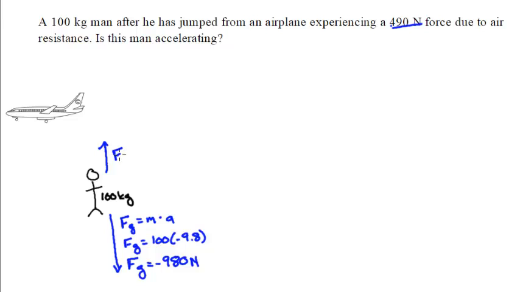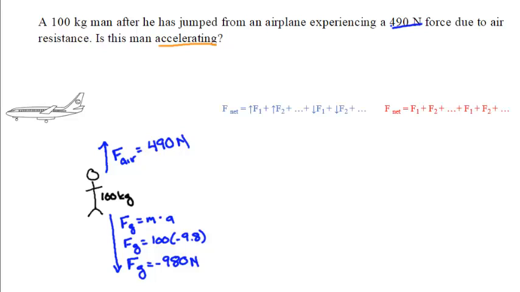But then the problem also tells me that he is experiencing a force in this direction, and it is the force due to air resistance. But that is positive 490 newtons. Now, in order to figure out whether the man is accelerating or not, I need to figure out if there's a net force.